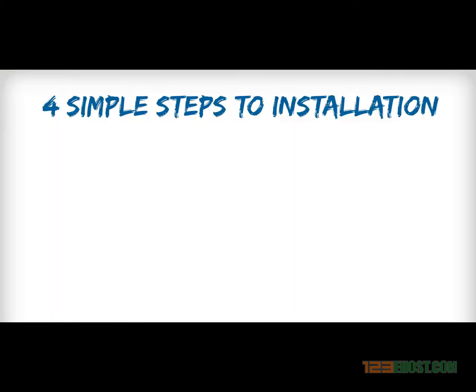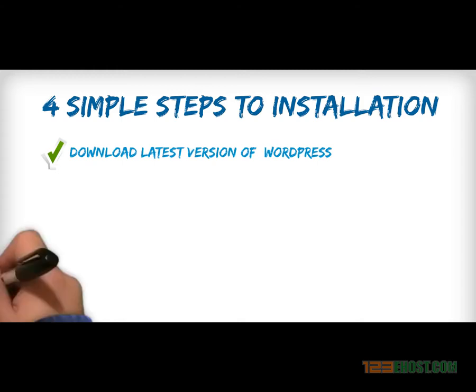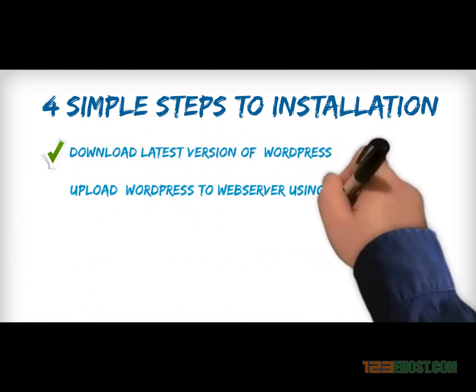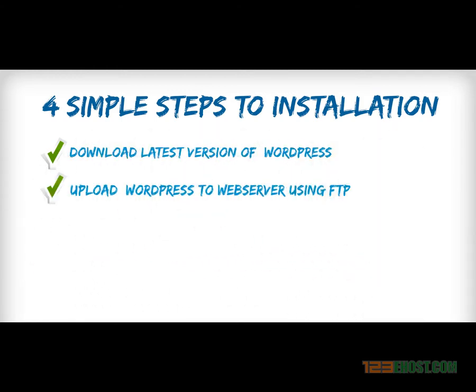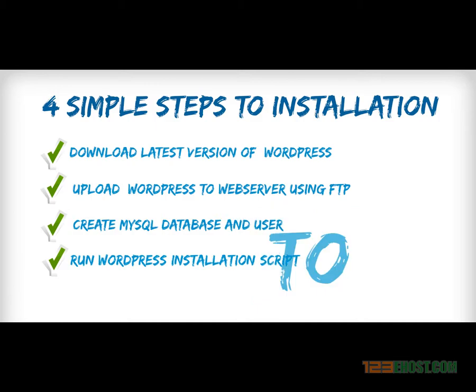5 simple steps to installing WordPress to your website. First, we will need to download the latest WordPress software from WordPress.org. Second, we will need to upload the WordPress files to this web server using FTP. Third, we will need to create a MySQL database and user. Fourth, we will need to run the WordPress installation script to connect WordPress to the newly created MySQL database.